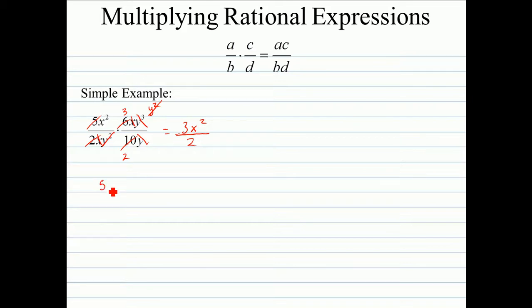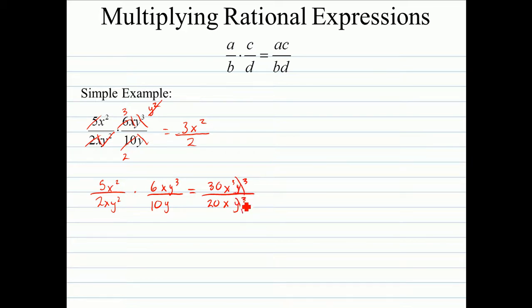Other ways you can deal with it is, say I have 5x squared over 2xy squared. I'm going to rewrite the same problem, and I'll show you that if you want to, you could multiply straight across. Multiplying straight across, let's see, that's going to be 30x cubed y cubed on the top, and on the bottom, that's going to be 20xy cubed. This is a y, by the way.